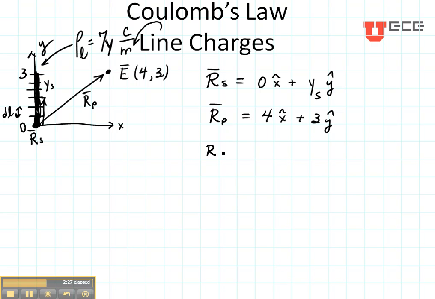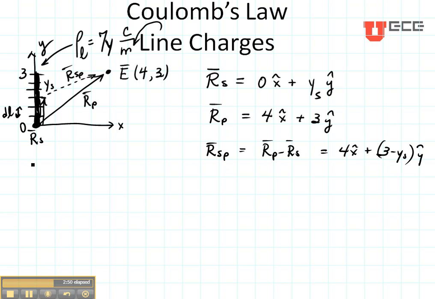We then need a vector rsp, which is the vector from the source, my little piece of source, to the point of interest. That is rsp. That is rp minus rs, which is 4 in the x direction plus 3 minus ys in the y direction.